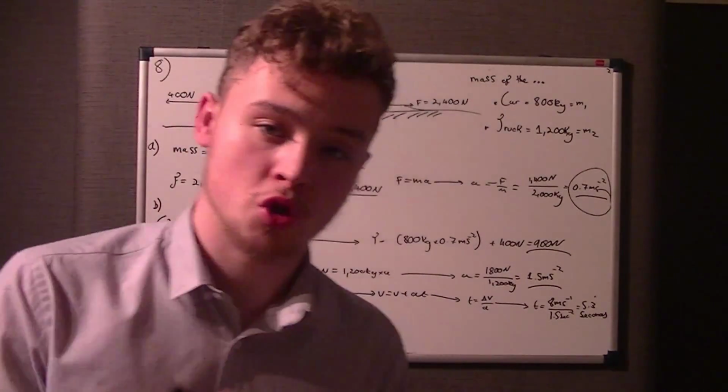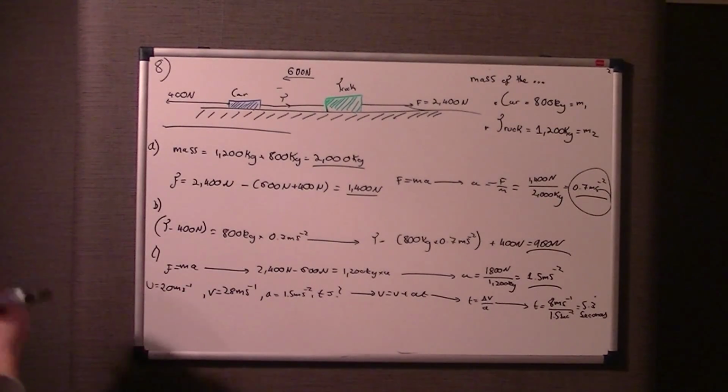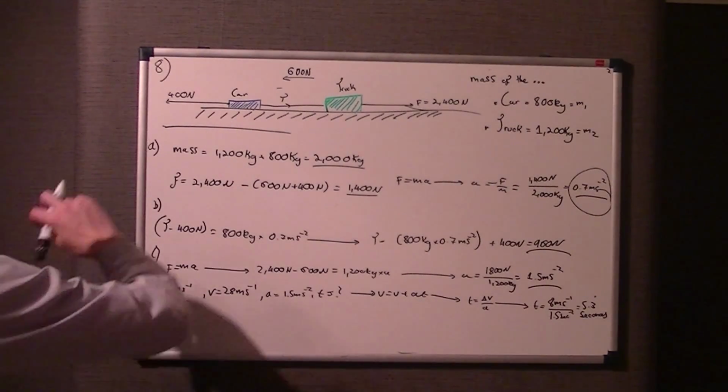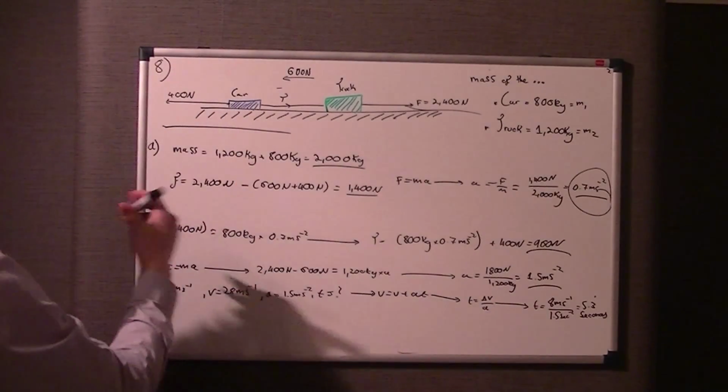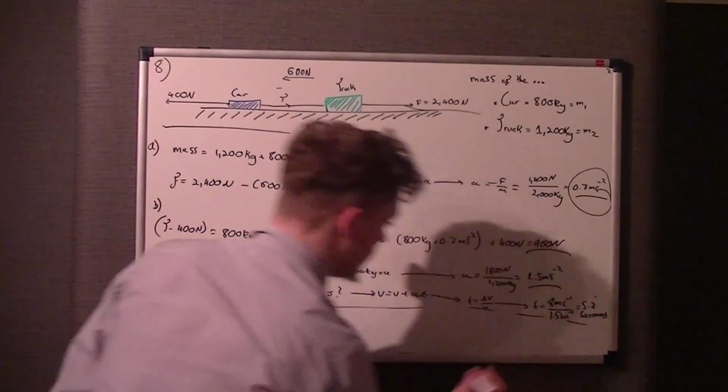What we need to do now is work out the time it would take for the whole system to get to 28 metres per second from 20. Now there's no need to work out the resultant force. As I said, we've done that before. We worked out the acceleration. So this is the second part. Just going to underline this.